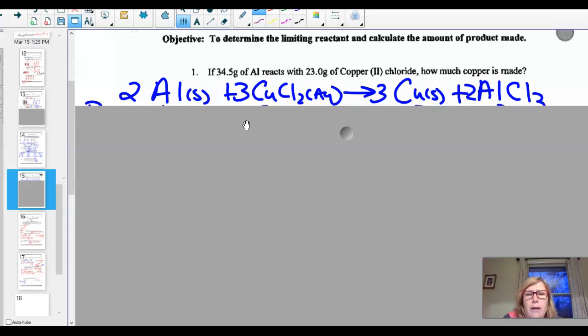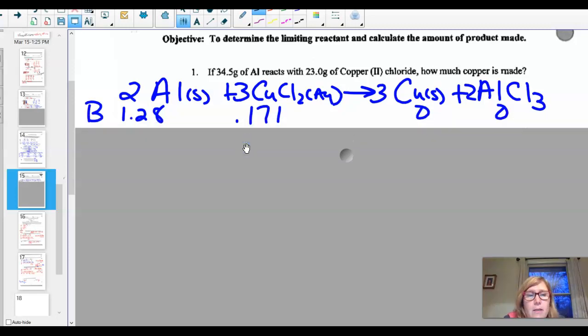Now, convert your grams of aluminum to moles. So you're going to take 34.5 grams and divide by 26.98. That will give you the moles of aluminum. And you're going to take 23 grams and divide by the molar mass of copper 2 chloride, and that will give you moles of copper 2 chloride. Take those amounts and fill in your BCA table in the before line. So you should have 1.28 moles of aluminum, and 0.171 moles of copper 2 chloride. In the before line, you need to put 0, 0 as your product because you haven't made anything yet.